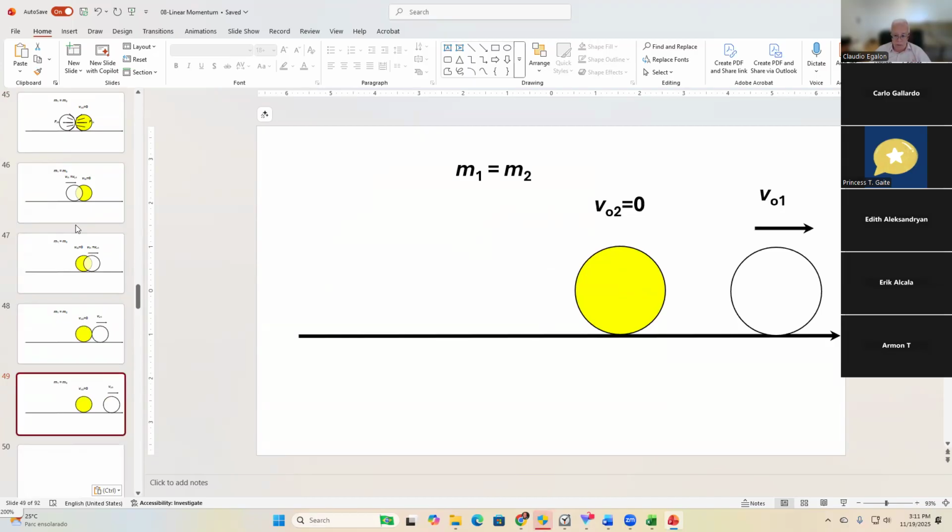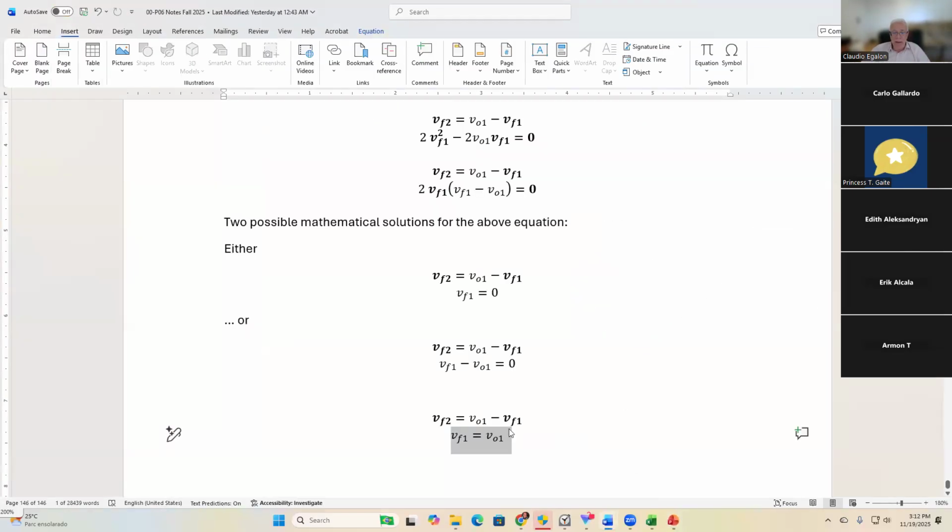So now you have to ask yourself, is it possible to have a physical solution like that? It's not possible. A solid object cannot go through another solid object. That's why you must discern between a mathematical solution and an actual physical solution. So be aware of this caveat. The other solution is exactly the one that I told you before. Final velocity of 1 is 0.